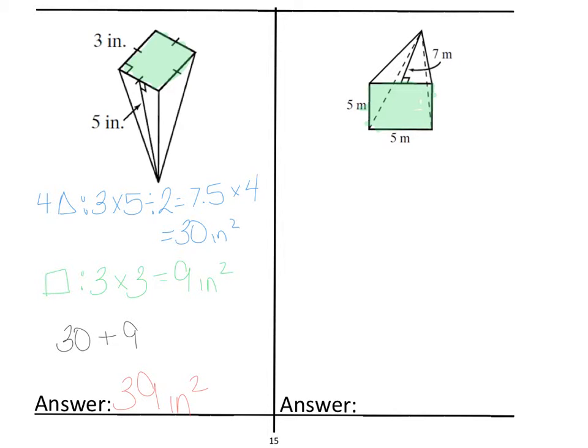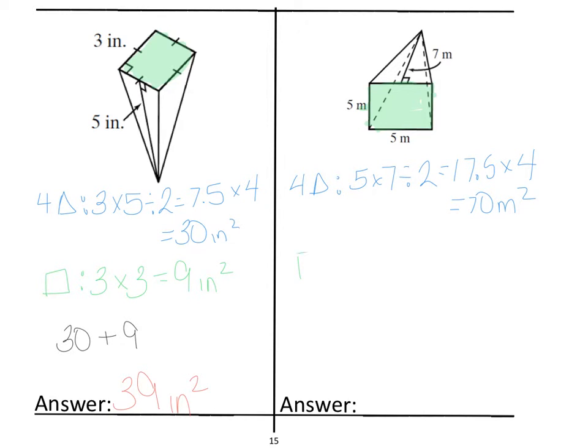The first thing we have to do is the area for the 4 triangles. Base and height, we locate that right angle box. So we know we're going to say 5 times 7 divided by 2. And that's going to equal 17.5. But there's 4 triangles, so we multiply by 4. And we end up with 70 meters squared.